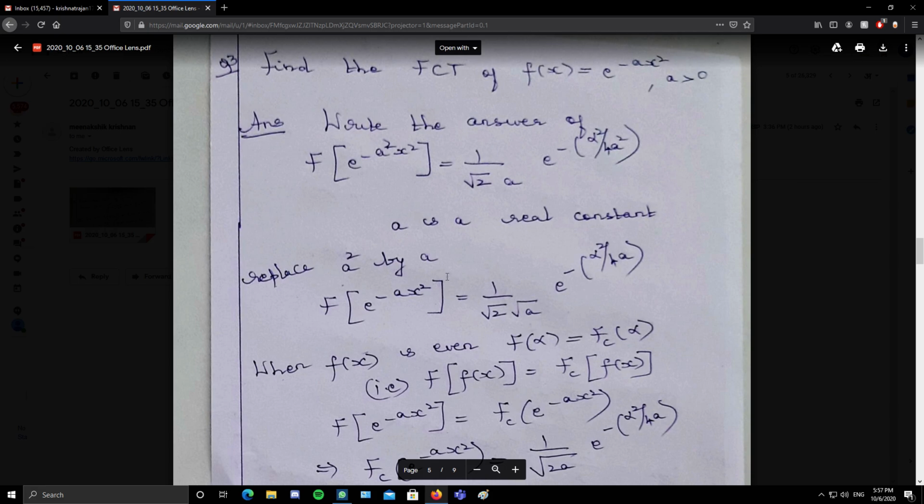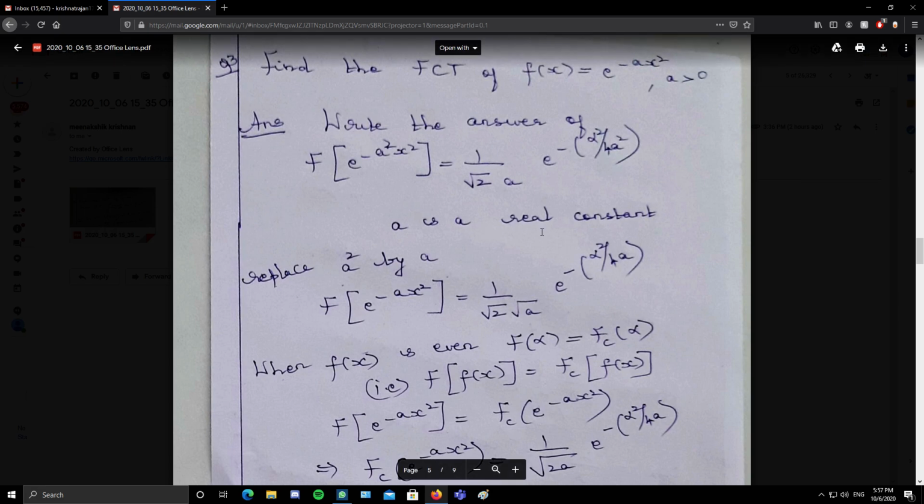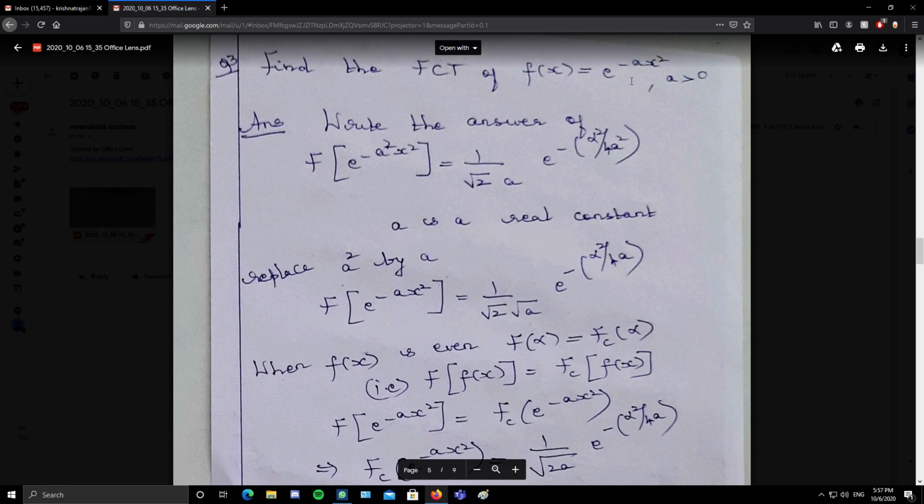So you know the transform of e power minus a square x square. I have told you should learn this by heart. I have shared this in the formula page. I told you should remember the transform of e power minus a square x square. So what is it? 1 by root 2a e power minus alpha square by 4a square, where a is a real constant. So you should write the proof of this, and then what is asked?